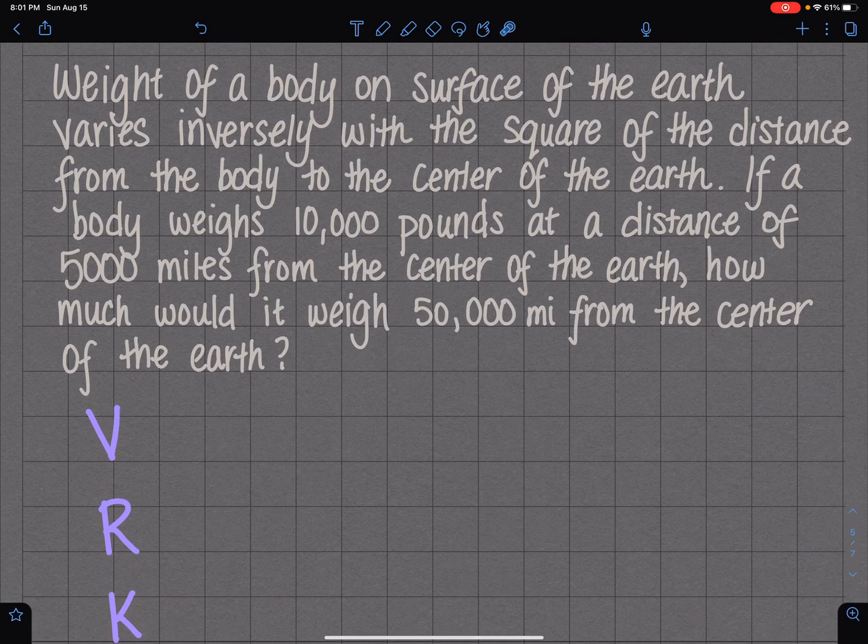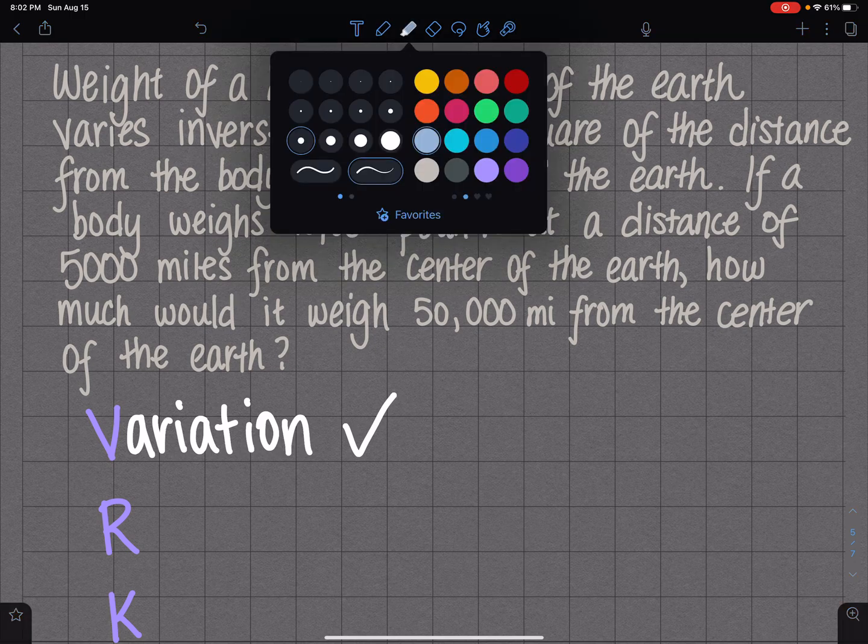And this says, the weight of a body on or above the surface of the earth varies inversely. Aha, I know those key words. That means that this is a variation problem. So check mark on that. We are going to do what works. So let's underline the key words as we go.